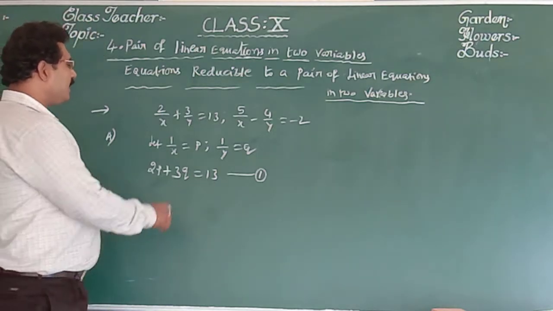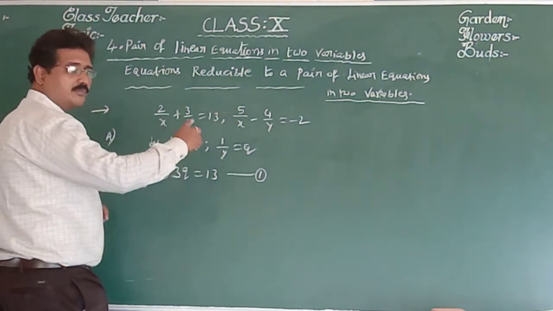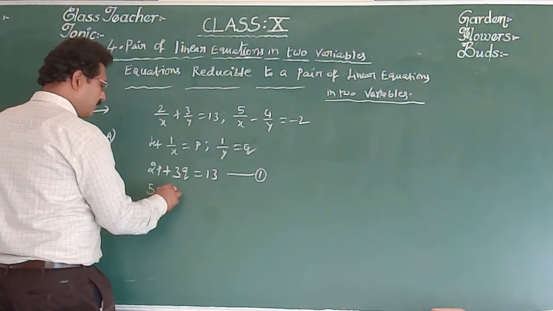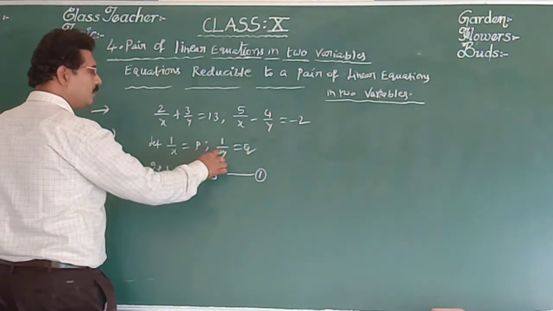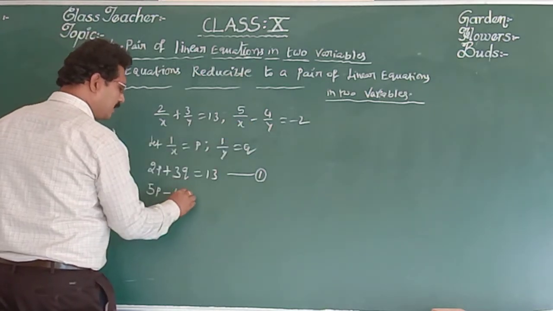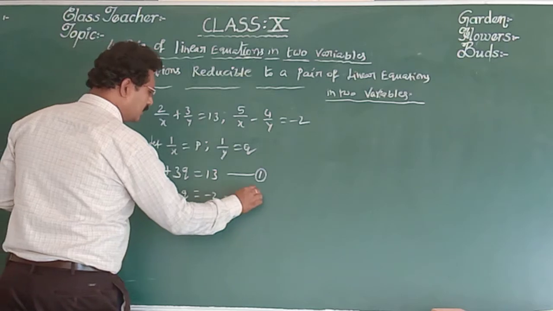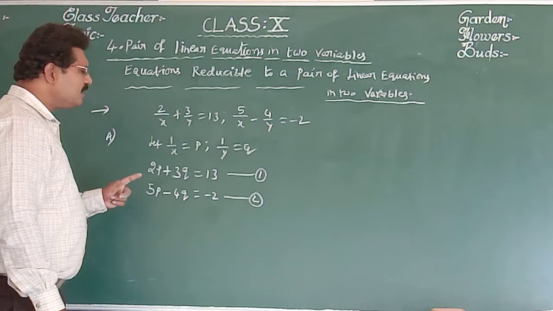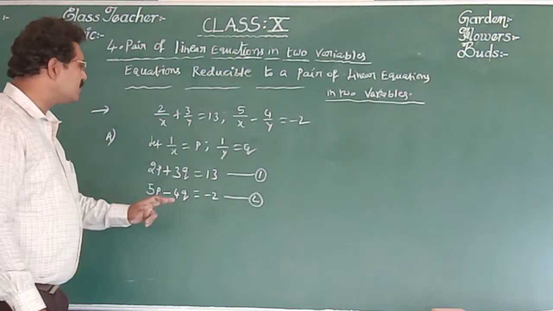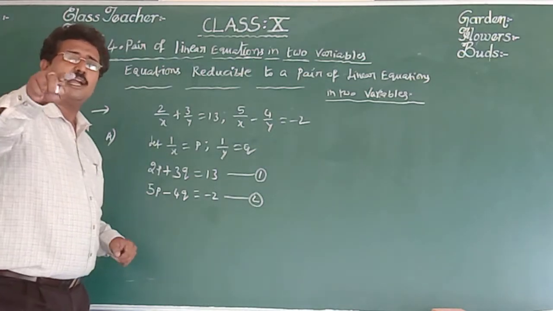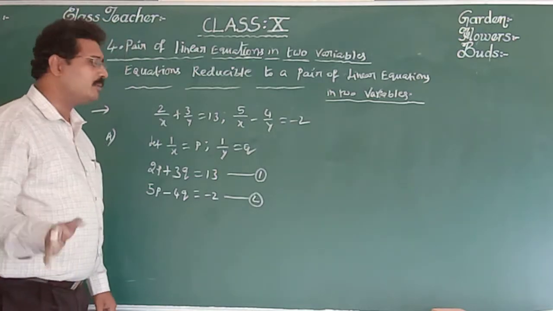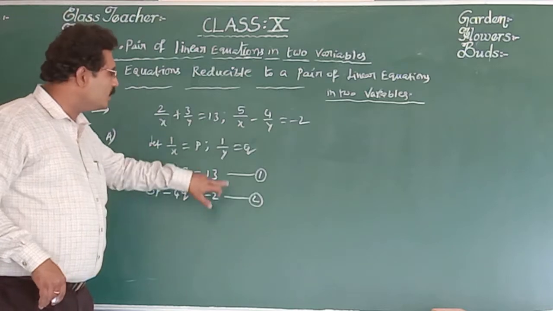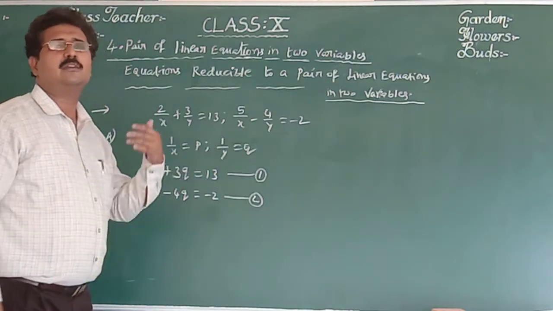In the same way, let 1 by x be p. What is 5 by x? 5 into 1 by x, that is 5p, minus 4 into 1 by y, that is 4q, is equal to minus 2. Call it equation number 2. Now by solving these two equations, we will get the values of p and q. After getting p and q, don't stop the problem. What is p? 1 by x, so we get the value of x. What is q? 1 by y, so we simplify and get the value of y.